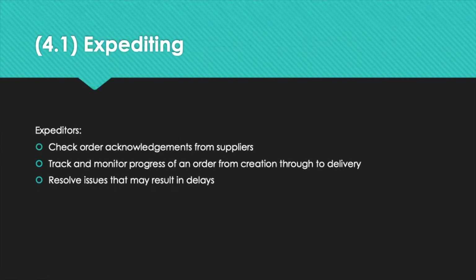Expediting is a control mechanism to ensure that an order will arrive in the right quality and packaging in accordance with the required standards at the set time. So expediters track the movement and monitor the progress of an order from receipt of order acknowledgement from suppliers through to delivery, and resolve issues that may result in delays. There are different types of expediting. You can expedite by exception, you can do it routinely, or do an advanced status check.